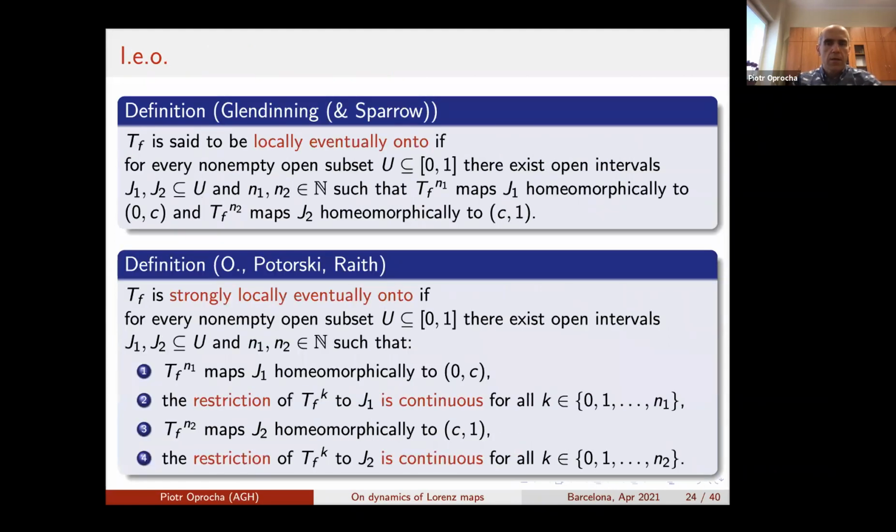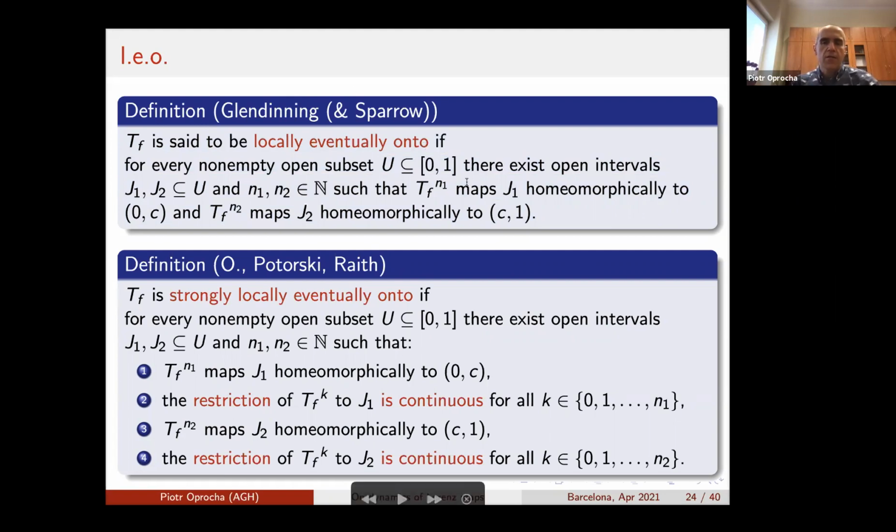And yeah, so now the question is how to define it. So originally it was defined like here. It's slightly different from what you know for interval, because for the standard approach of interval dynamics, you simply require that open sets grow to the whole interval. That's locally eventually onto, as it is usually defined.